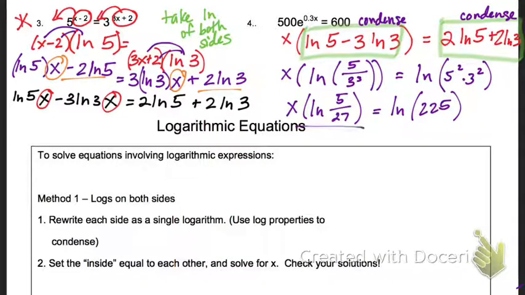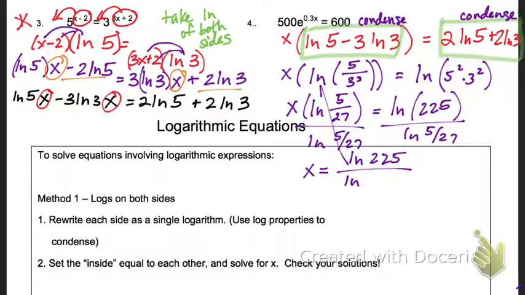One last step, divide each side. Goes away. And you can leave your answer just like this. So natural log of 225 divided by natural log of 5 over 27.